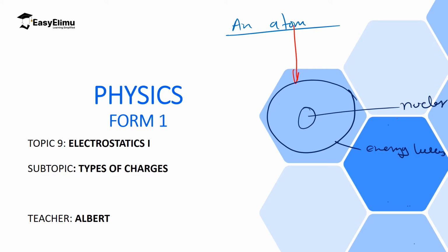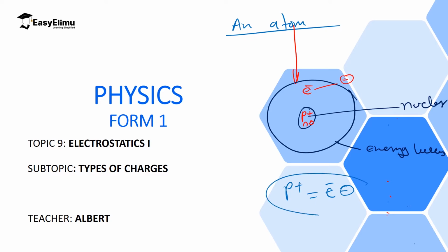Then the nucleus, we said it has two subatomic particles. It has protons, which are positively charged, and it has neutrons, whose charge is 0. Then the energy levels, we said it has electrons, which are negatively charged. Another important thing that you should note here is that the number of protons, which are positively charged, is equal to the number of electrons, which are negatively charged.